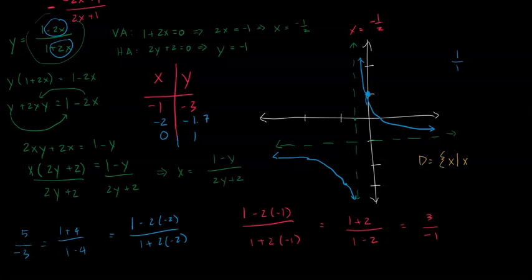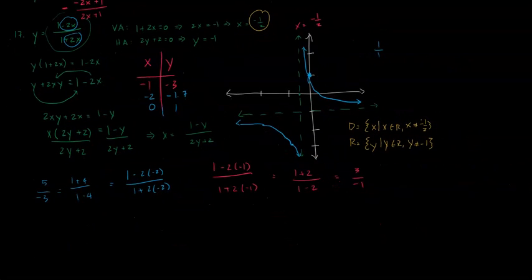Let's go ahead and find the domain. X such that X is all real numbers. X cannot be negative 1/2. Range: Y such that Y is all real numbers. Y cannot be negative 1. Okay? And good job.